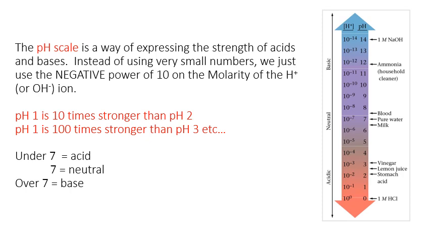Okay, so the pH scale is a way of expressing the strengths of acids and bases. Instead of using very small numbers, we just use the negative power of 10 of the concentration of the proton or hydroxide ion. So in that case, pH 1 is 10 times stronger than pH 2, pH 1 is 100 times stronger than pH 3, pH 1 is 1,000 times stronger than pH 4, etc. Basically the standards we have are that a pH of 7 is neutral, anything under 7 is acidic, anything over 7 is basic.